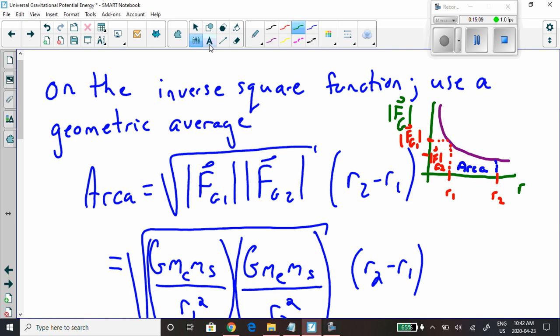But we can still label some important points here. We can still label that point there, and we can still label that point there, and we can get an ordered pair from there, right? That would be R1, FG1. We can still get ordered pairs like the other example we did. And right here, we would have R2, FG2, and of course its magnitudes. So we can still get ordered pairs, all right?